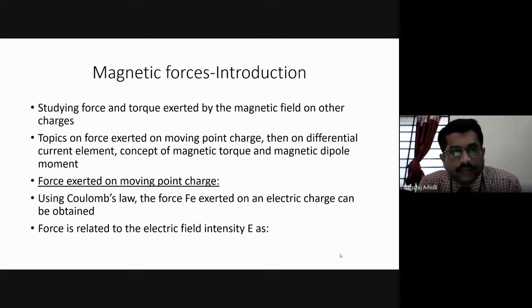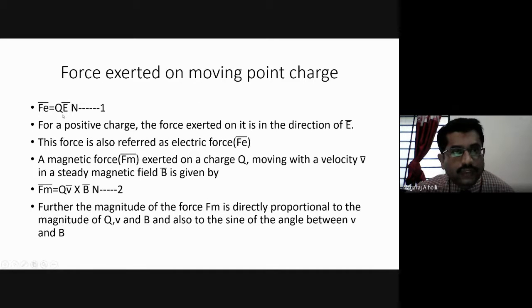Let us begin with the force exerted on a moving point charge. Using Coulomb's law, we can express the force in terms of the electric field intensity. The force Fe exerted on the electric charge is related to the electric field intensity E by the equation Fe is equal to Q into E. This is the equation for the electric force.